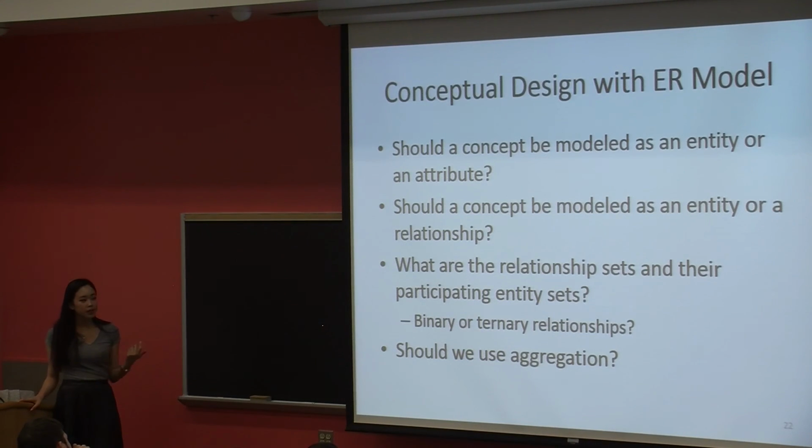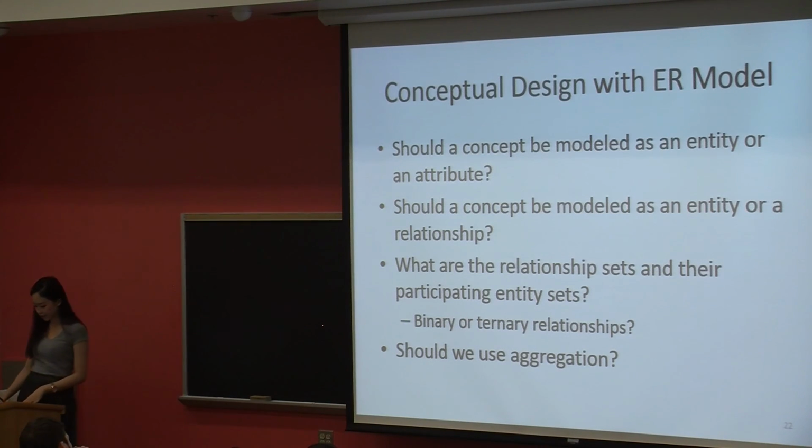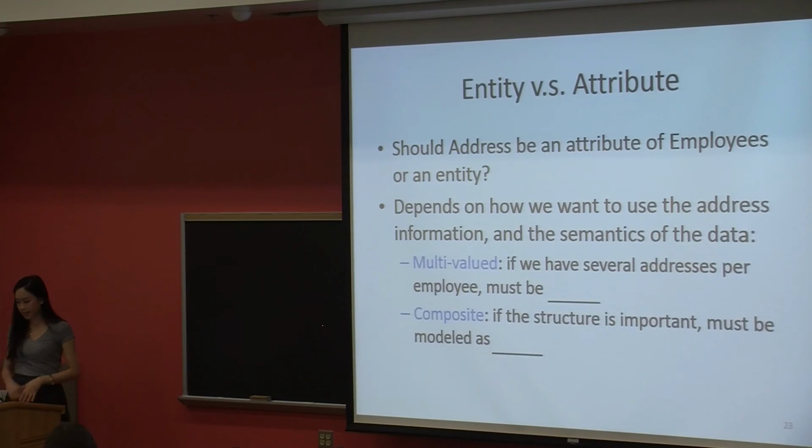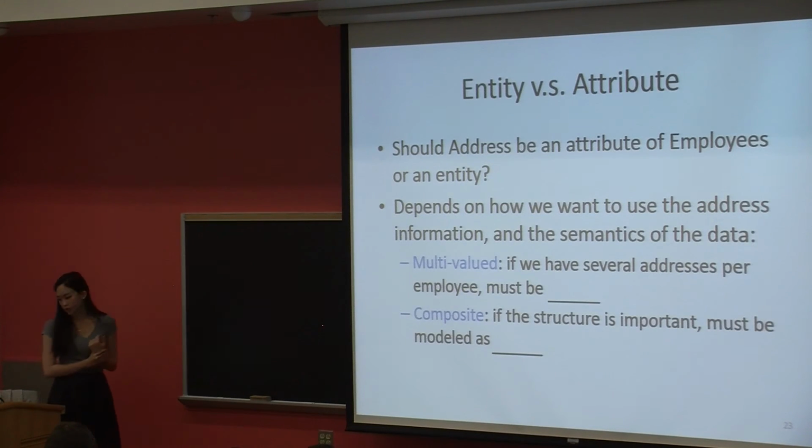For example, sometimes in the examples we have relationships that actually involve more than two entities, then that turns into a ternary relationship, right? In the end, you will think about whether we should use aggregation, which is quite rare, but sometimes the scenarios might still occur, okay? Before we end today, we'll just do one comparison, okay? That's entity versus attributes, okay?